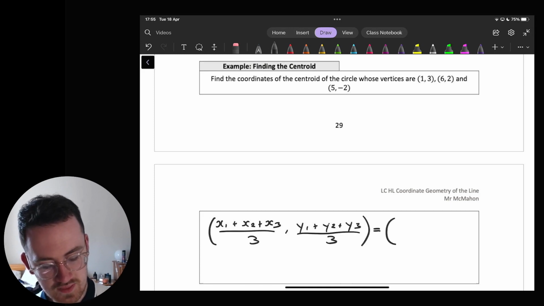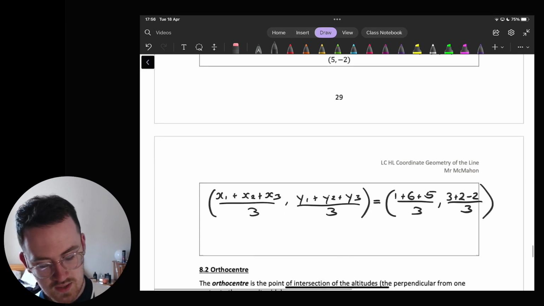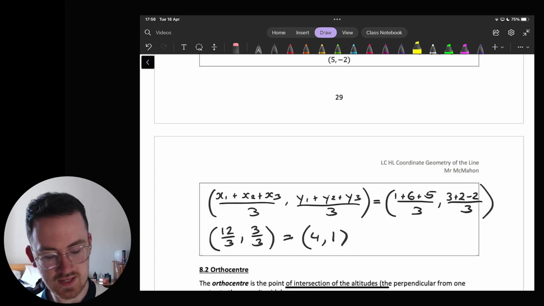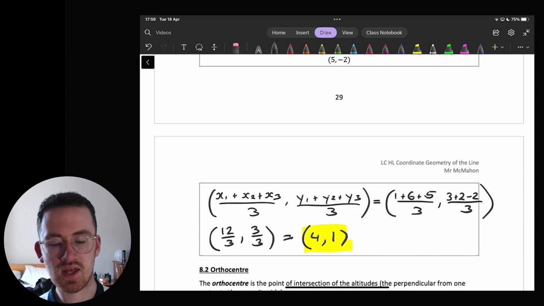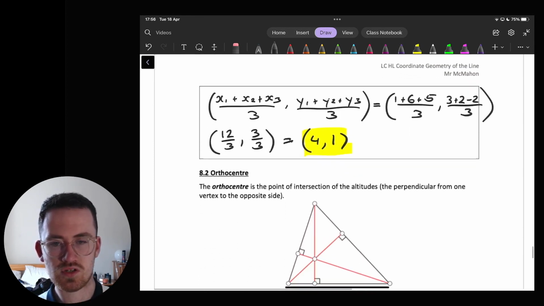We can then fill in the different coordinates that we have here. 3 and 3 plus 2 minus 2 over 3. And that's going to give me, let's see, 12 over 3 and 3 over 3, which of course will give me (4, 1) as the centroid of this triangle. Okay, so the centroid is quite a nice one in that we just have to reproduce the formula and then we're subbing in. It's fairly straightforward once you know the formula.